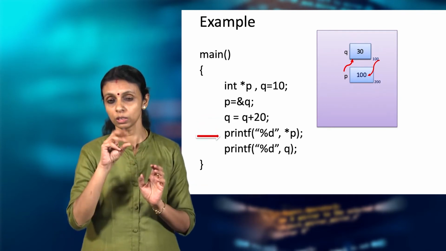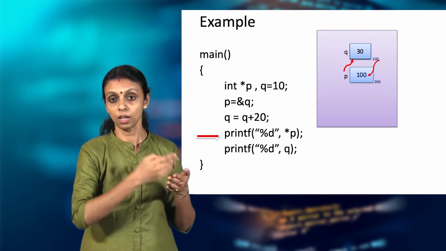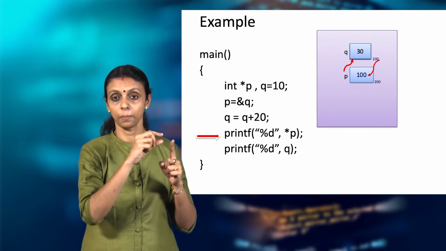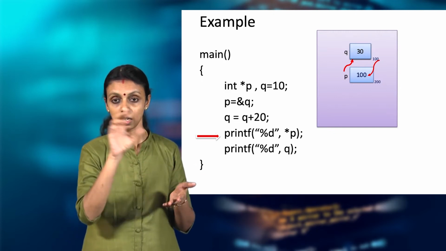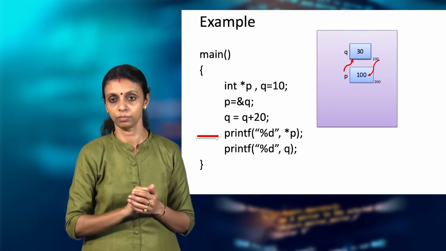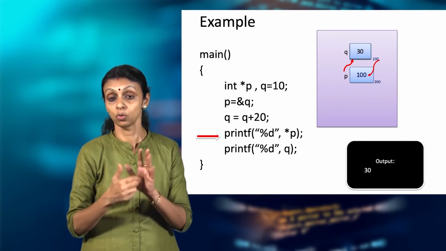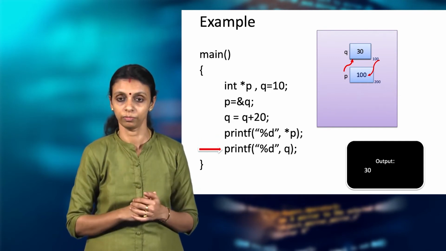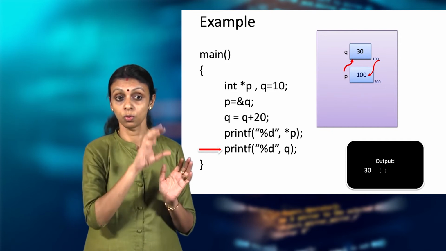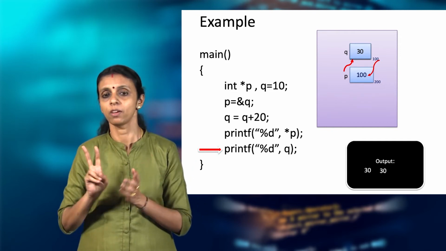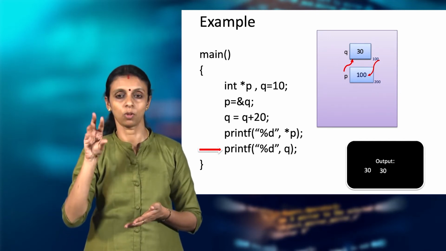Now, we are printing *p, that is the value stored in the address location that is stored in p. What is the value stored in address location 100? It is 30. So, it prints 30. Next, we print the value of q. The value of q is also 30. So, printing *p is the same as printing the value of q. This is the basic concept of pointers.